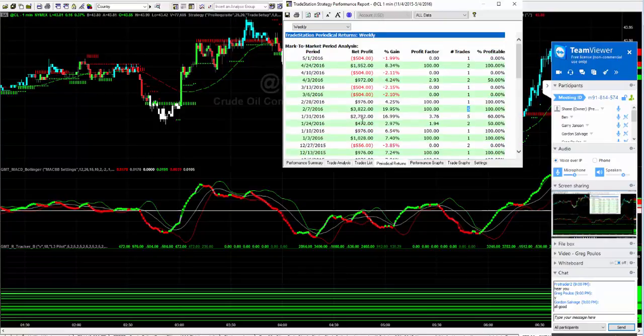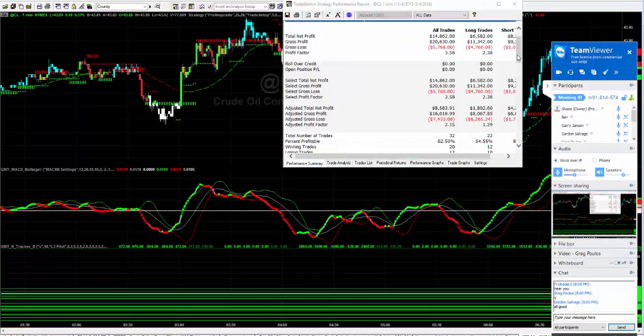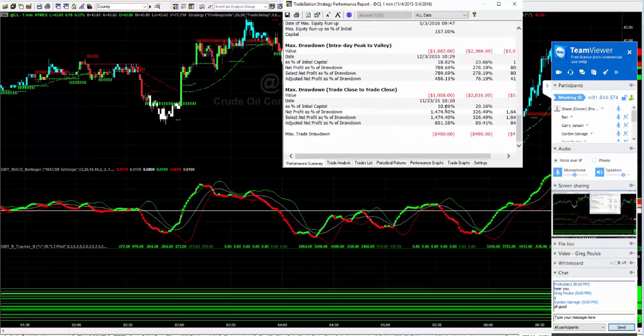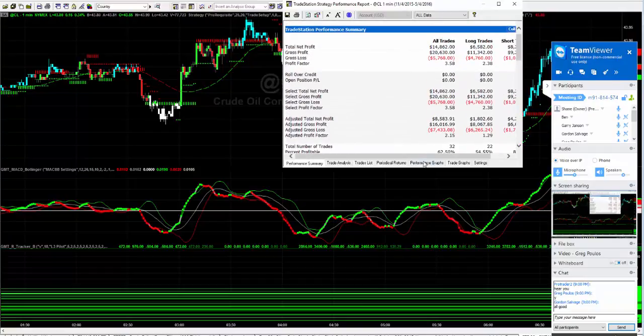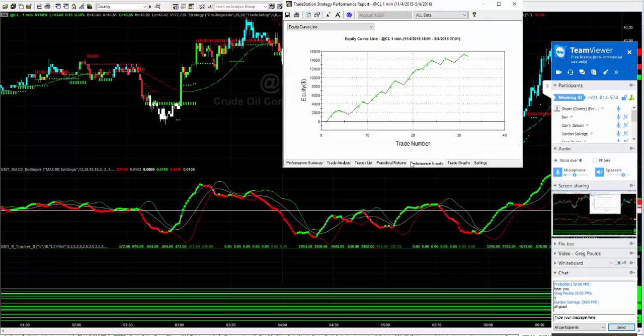And our max risk there is about 504. The max drawdown on this system is about $1,000, and its max intraday peak to valley is 1882. So it's really one of the smaller systems, or one for a smaller portfolio, which is unusual for gold because a lot of the gold systems tend to have a larger drawdown.